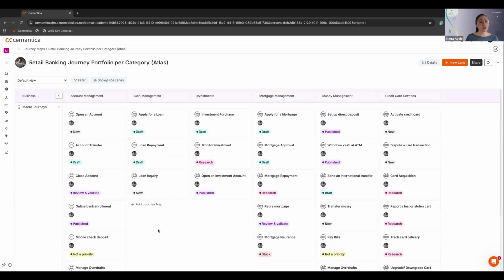We do recommend the first way of doing a journey portfolio, just because it's a better way of viewing everything that is going on, and a bit better way of mapping it rather than this. It's easier to understand and comprehend as well. More detailed, so it's a lot. So we do recommend that, but this is also another way of creating a journey portfolio in Cemantica.